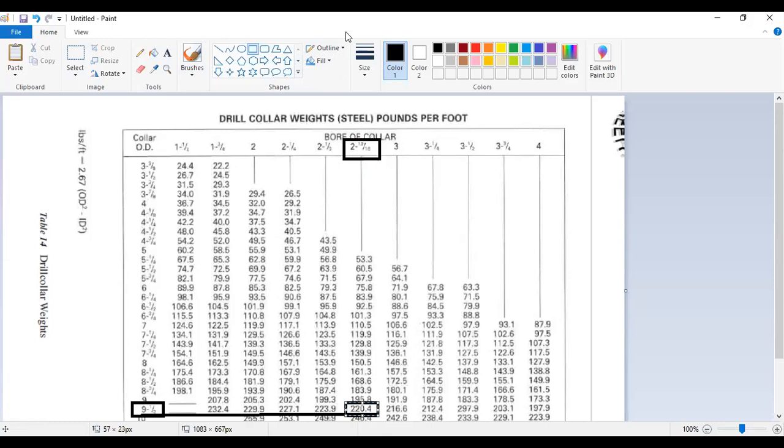Just I want to repeat it. We are trying to know the weight of the drill collar per feet. In order to find the weight of the drill collar per feet, we must know the outside diameter and the inside diameter. The question gives the outside diameter, which is 9.5. Its inside diameter is also given, 2 13/16. Based on that, we went to this chart, looked at the inside diameter, and found our weight per feet, which is 220.4 pounds per feet.